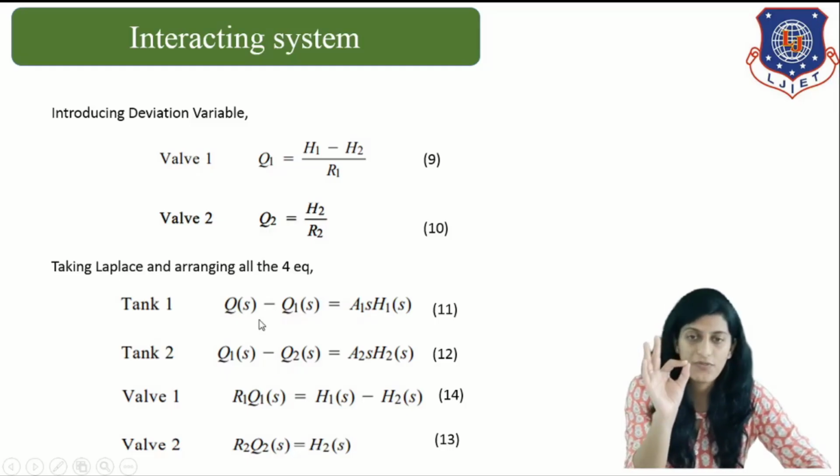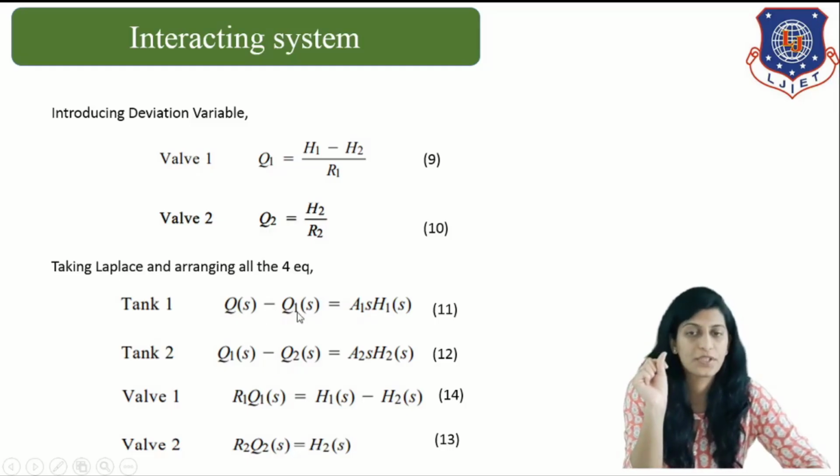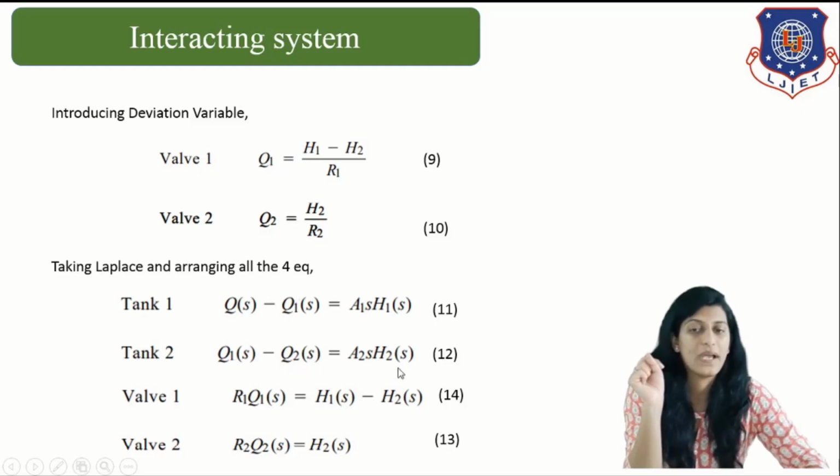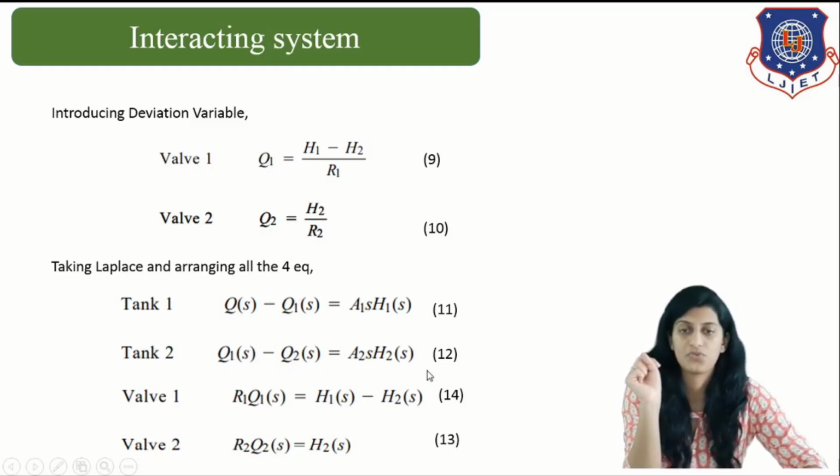So, we will take the first equation and try to substitute the values of Q1 and H1. Just substitute the value of Q1 from equation number 12, that is the tank 2 equation, this one. Q1 equals Q2s plus A2s Hs. Substitute it here. In the same way, substitute the value of H2s from this equation, right.